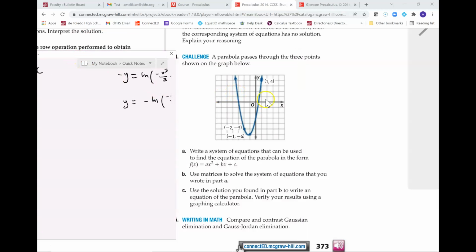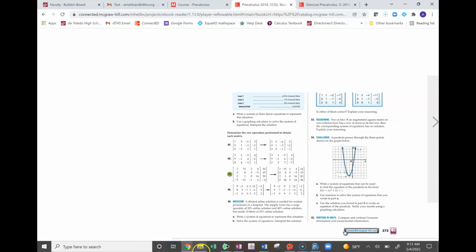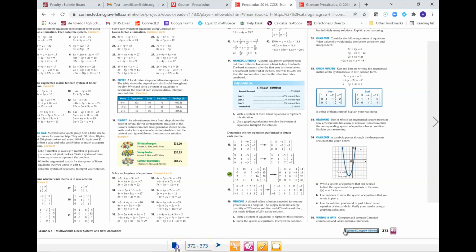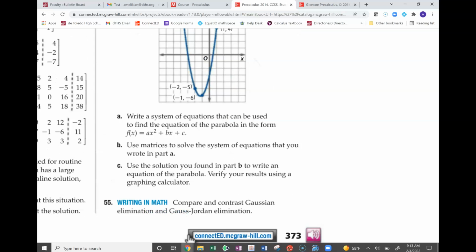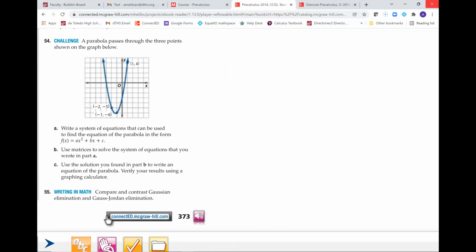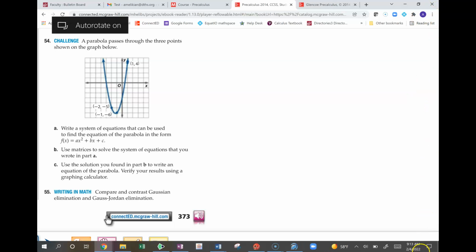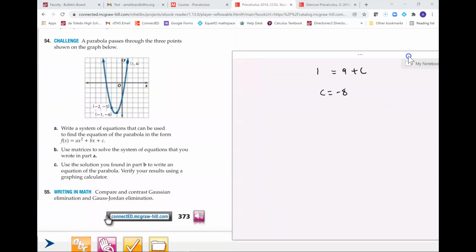So first it says, write a system of equations that can be used to find the equation of this parabola. And it tells you the form, but we already know that. Anyway, f of x is equal to ax squared plus bx plus c, right? Now, you are going to use that to come up with a couple of equations.